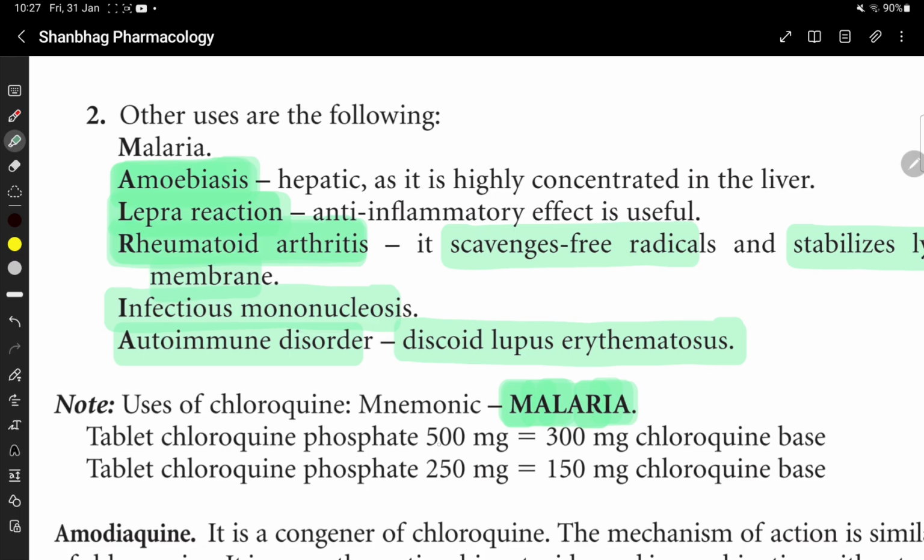Tablet chloroquine phosphate 500 mg is equal to 300 mg chloroquine base, and tablet chloroquine phosphate 250 mg is equal to 150 mg chloroquine base.